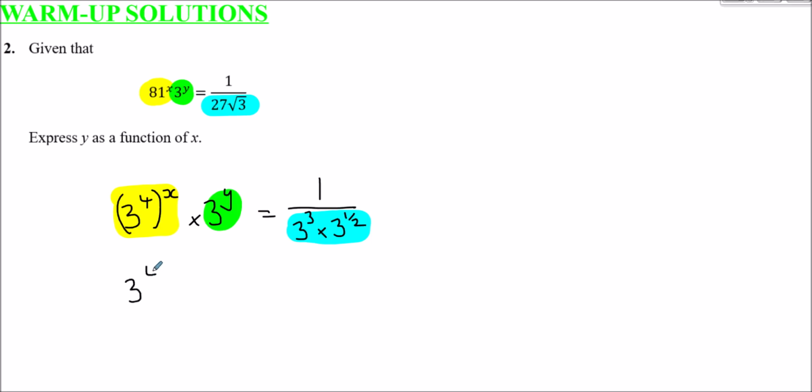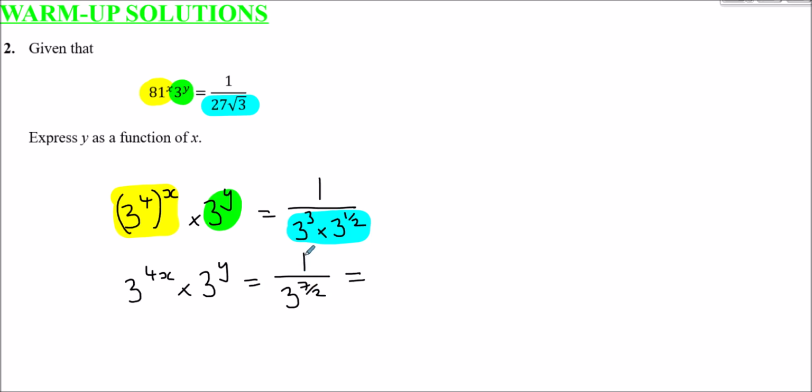So here we have a power of a power, so we multiply the 4 by the x. So 3 to the power 4x times 3 to the y equals 1 over 3 to what power? Well, we're multiplying powers of 3. And when we're multiplying and the base value is the same, we simply add the powers together. So 3 plus a half is 3 and a half, which is 7 over 2.